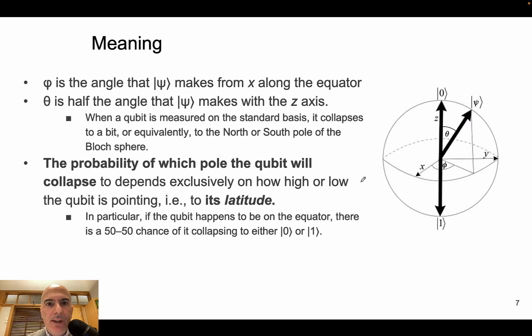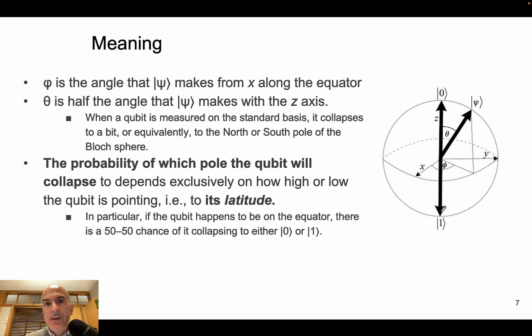So what is the physical meaning of the Bloch sphere? Well, we know from the previous lecture that phi is the angle that psi makes from the x-axis along the equator, right? So this is phi, and then we have a theta that is half the angle that psi makes with the z-axis, right? So this is the angle here. So when a qubit is measured using the standard basis, that is the basis states 0 and 1, it collapses to a bit. So when we do a measurement, it is either up here to the north, so state 0, or an arrow that is going in the opposite direction, that is 1.